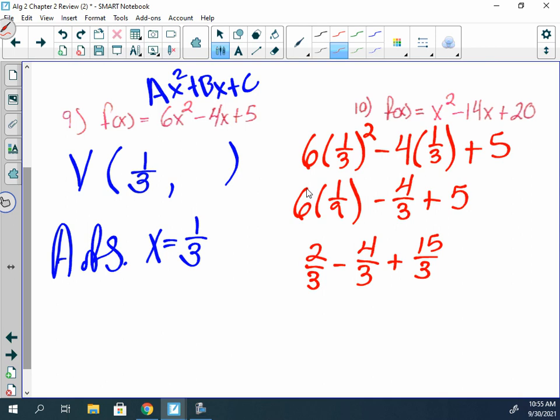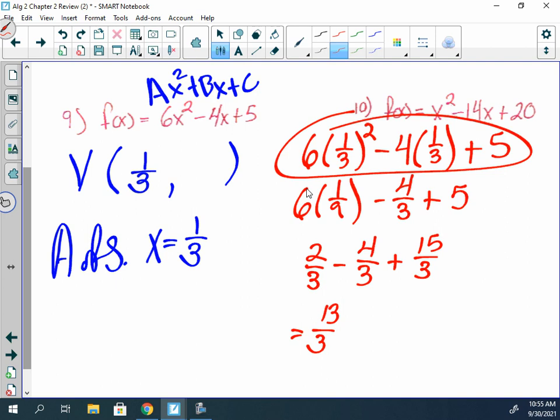If this is getting you confused, just plug it in. There's nothing wrong with plugging that into the calculator. We don't have to do this by hand. If we did it by hand, we would set it up this way, and 2 minus 4 is -2 plus 15 gives you 13/3. Plugging into the calculator will just give you 13/3. We don't have to do this by hand.